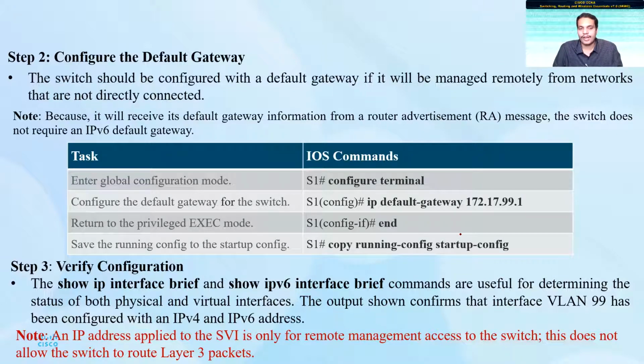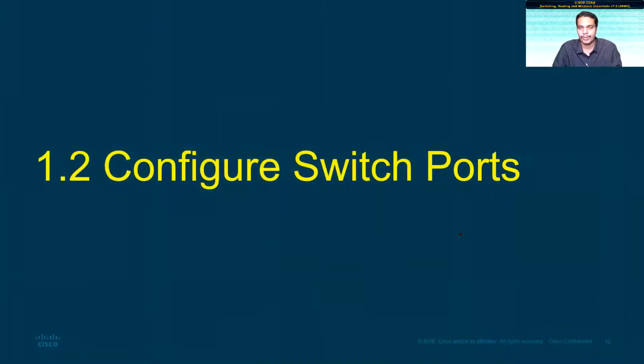Please remember that whenever you are applying an IP address using the SVI for the remote access of a switch, it does not allow the switch to route layer 3 packets. You are just providing the capability to remotely access this particular switch by assigning an SVI. Other than that, it does not have a capability of routing packets. You need to remember that.